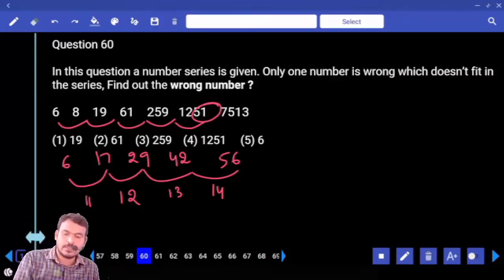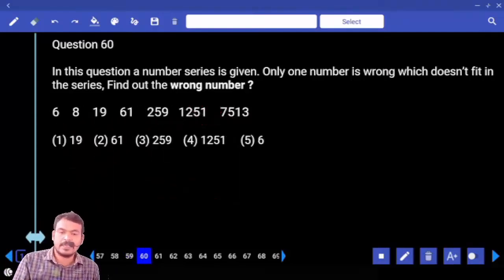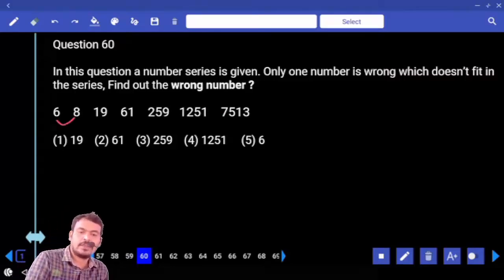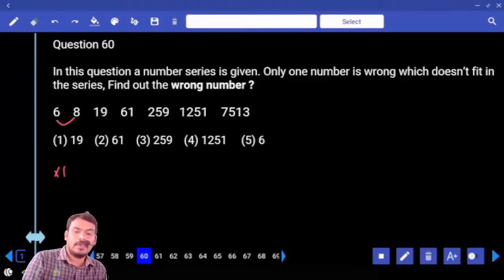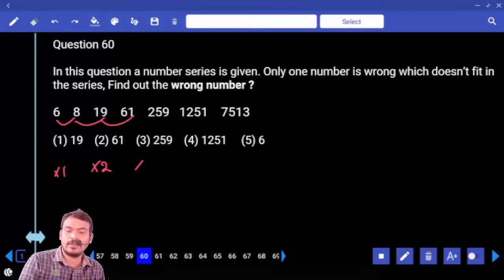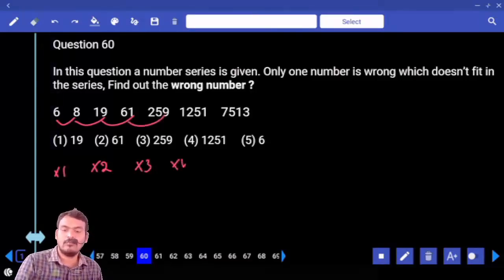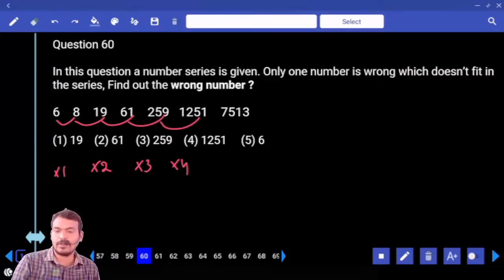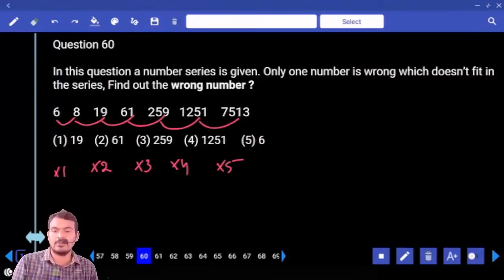Next, question number 60. 6, 8, 19, 61, 259, 1251, 75, 13. 6 to 8 is almost one time. 8 to 19 is almost 2 times. 19 to 61 is 3 times. 61 to 249 is 4 times. 250 to 1250 is almost 5 times. Next, 1250 to 7500 is almost 6 times.